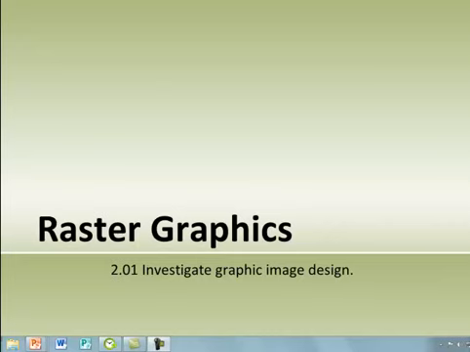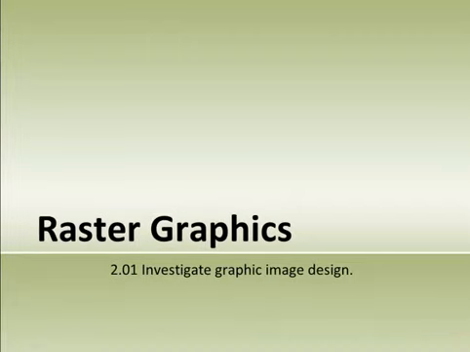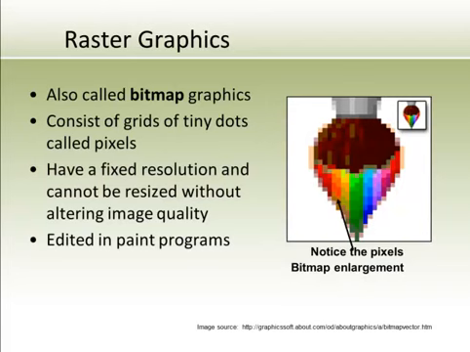Alright, let's discuss raster graphics. There are two graphics that we're going to discuss, raster and vector. First one is raster, also known as a bitmap graphic. Raster consists of grids and tiny dots. You'll notice that these have little grainy tiny dots here. They have a fixed resolution and cannot be resized without altering the image. And you can edit it in paint programs.